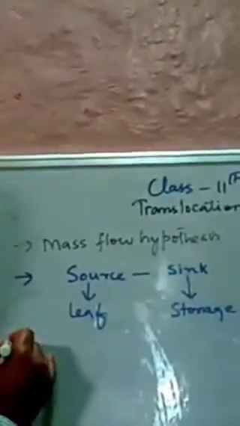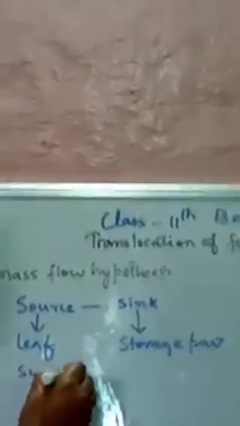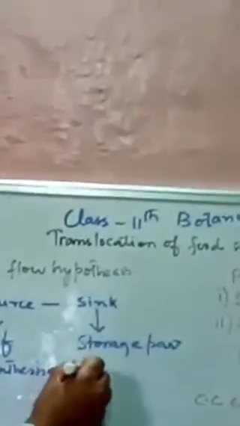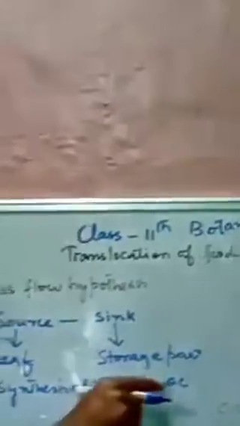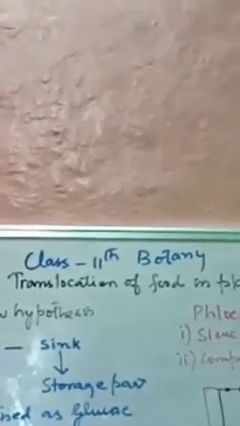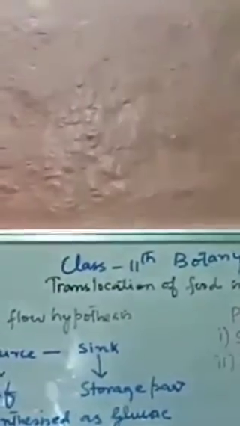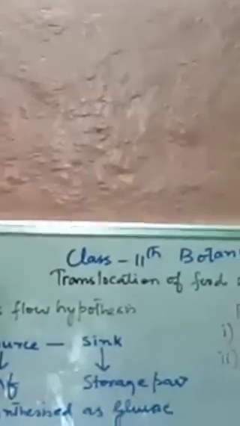Now, one more thing we will say here: food is synthesized, it is manufactured as glucose. This food is synthesized as glucose. It is transported as sucrose. It is stored as starch.